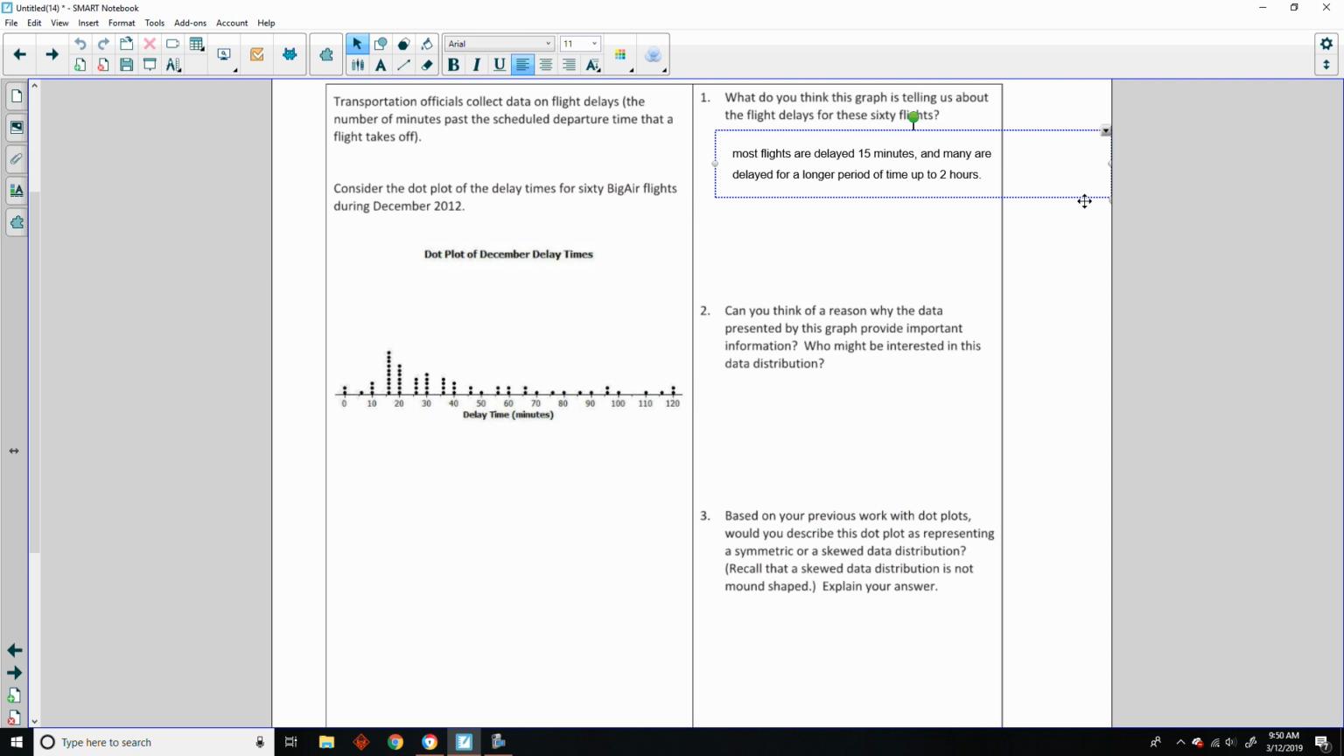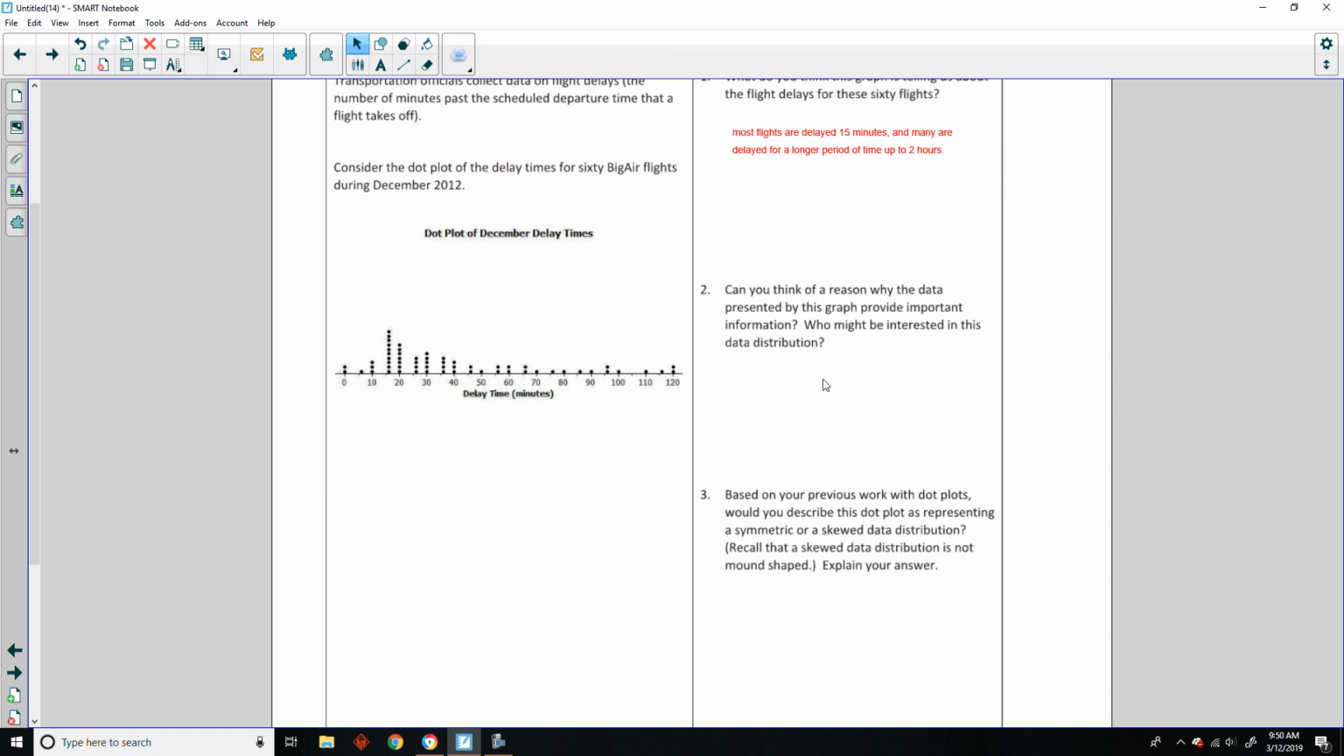That's weird. Okay. Anyway, most flights are delayed 15 minutes, and many are delayed for a longer period of time, up to 2 hours. Number 2, can you think of a reason why the data presented by this graph provide important information? Who might be interested in this data distribution?